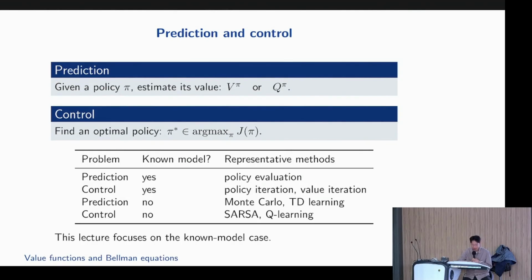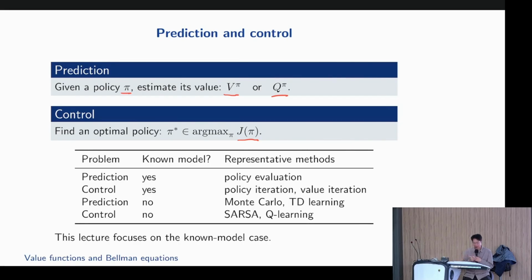Also, if you look at the problem, there is prediction and control. Prediction is, given some policy, you want to estimate the value of all the states following the policy onwards. And control, you want to find the optimal policy pi star that maximizes the expected return.